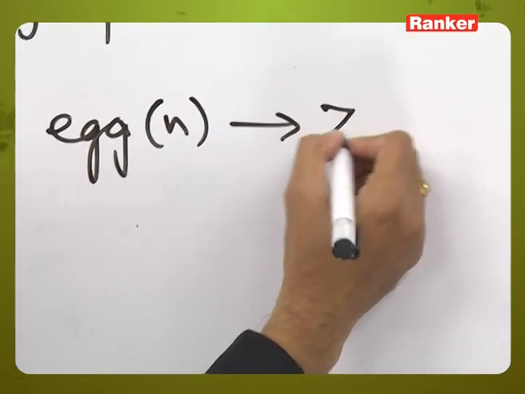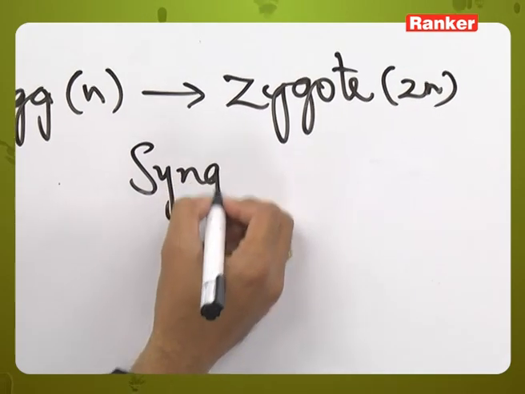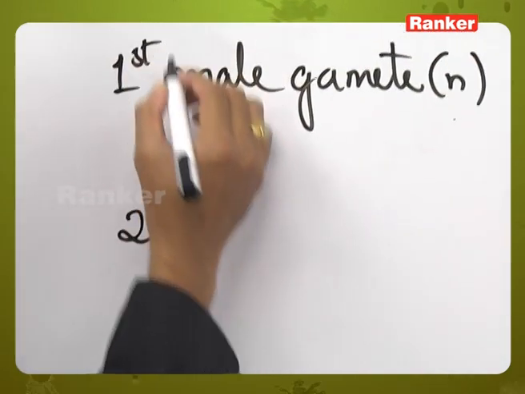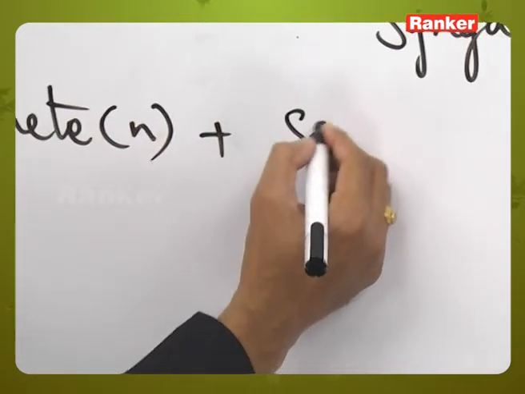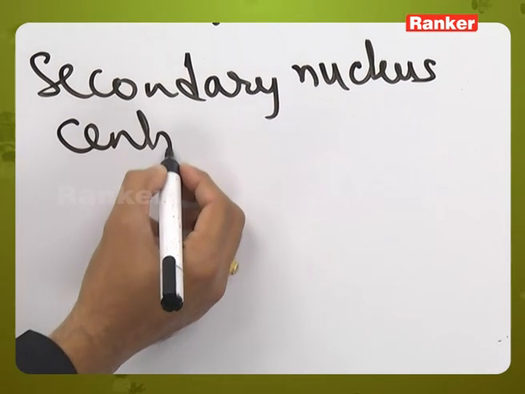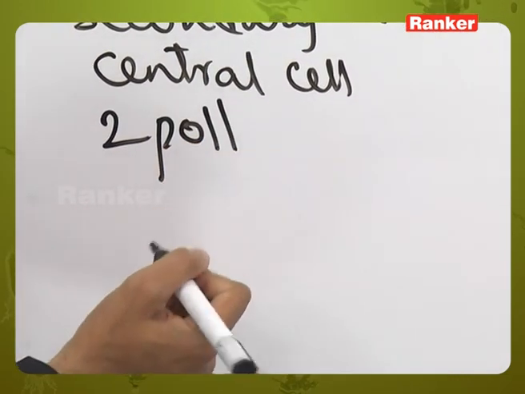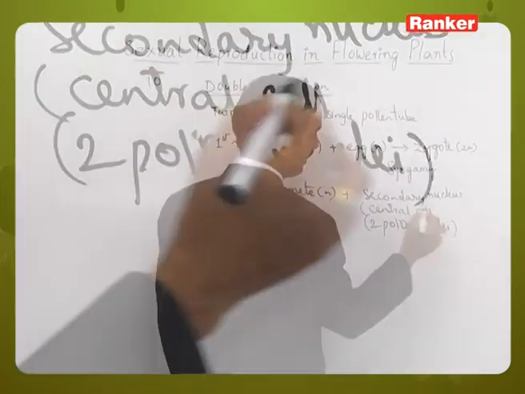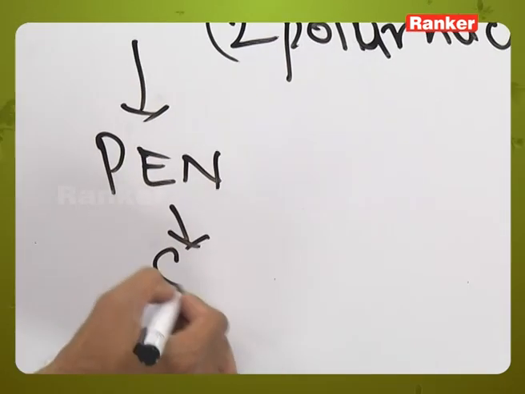Both of them are haploid, resulting in formation of the zygote, which is diploid in condition, and this process is called syngamy. And the second male gamete, which is brought by the same pollen tube, will fuse with the secondary nucleus, or otherwise the central cell. The central cell contains two polar nuclei, one from the upper side and one from the lower side, called the upper polar nucleus and lower polar nucleus. So any of them we can consider. This results in formation of a primary endosperm nucleus. Further, it will be converted into the endosperm cell.